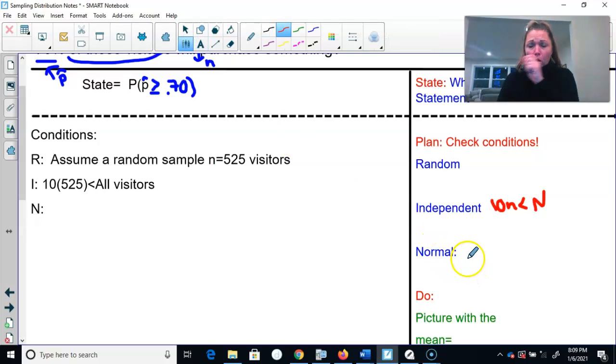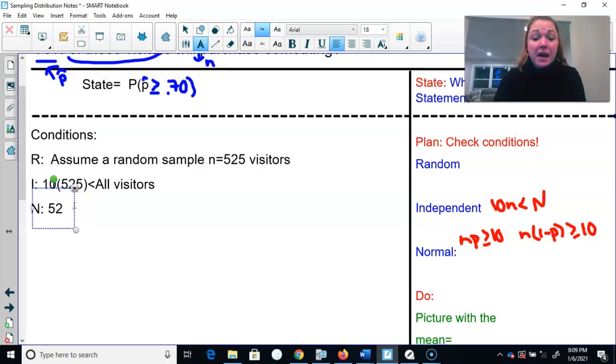That normal condition is n times p has to be greater than or equal to 10, as well as n times 1 minus p has to be greater than or equal to 10. Okay, so let's do that over here.